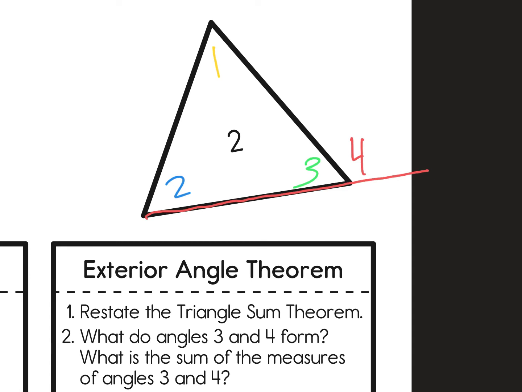We already know from the triangle sum theorem that angle 1 plus angle 2 plus angle 3 should give us 180 degrees. But what do angles 3 and 4 give us? Well, angles 3 and 4 form supplementary angles because they make a straight line. So these supplementary angles tell us that angle 3 plus angle 4 is also 180 degrees.